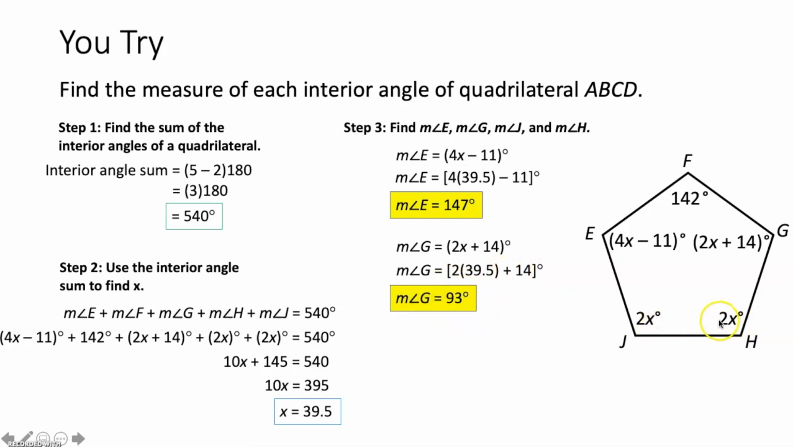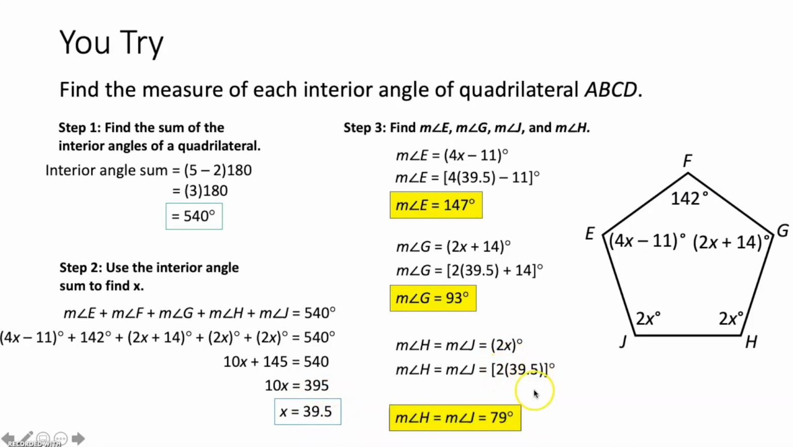Then I do the same things for the measure of angle J and H. They're the same, so I can just solve it one time. I don't need to solve it twice. So the measure of angle H is equal to the measure of angle J, which is equal to 2x degrees. I take 39.5, plug it in for x, and I simplify. 2 times 39.5 gives me 79 degrees. That's the measure of each of these angles.